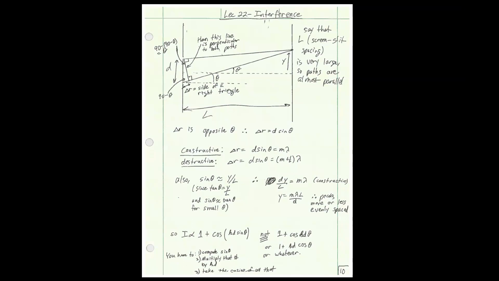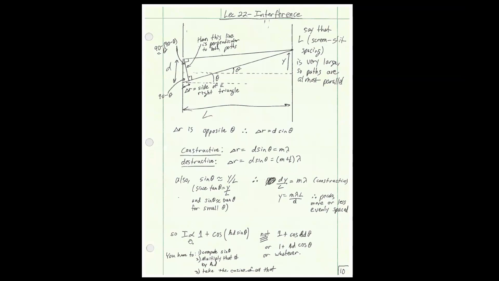Then you may be thinking, well, wait, shouldn't tan theta be a larger distance over L? But keep in mind that everything is much larger than D, so this little gap here is inconsequential.